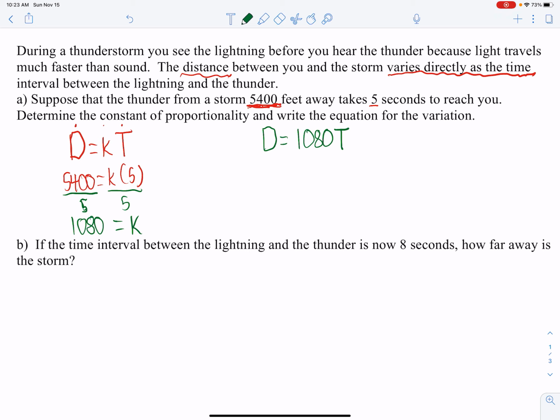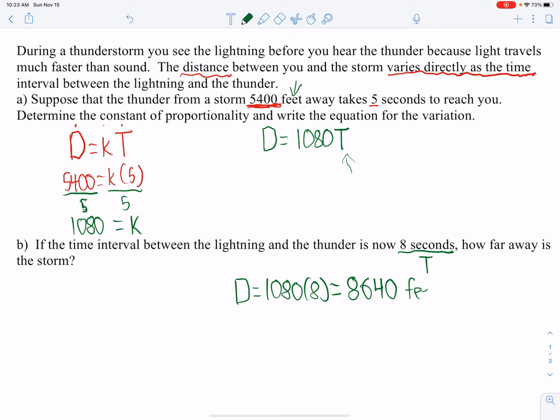It says, if the time interval between lightning and thunder is now 8 seconds, how far away is the storm? 8 seconds is a time, so we're going to put that in our new formula that we just found for T. And we would have D equals 1,080 times 8, and we get 8,640. But we need to put the correct units, and the units for distance on this problem are feet. So 8,640 feet would be the answer.